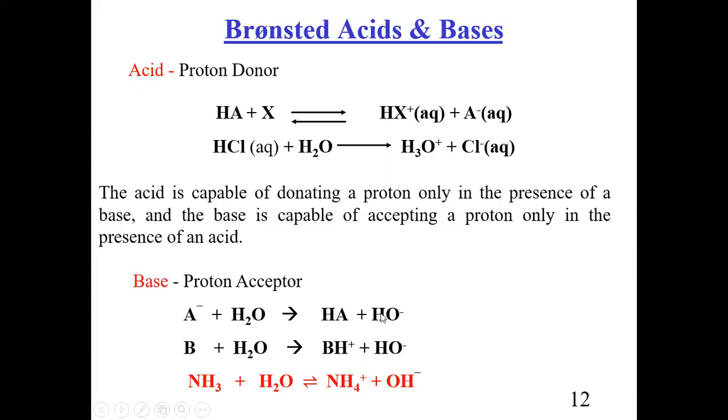Notice in all cases, OH minus is also released. So it also somehow fits into the Arrhenius definition, except he said that the material had to be dissociated to release it. Here, the ammonia didn't dissociate to release OH, it reacted with water in an acid-base reaction to release OH.